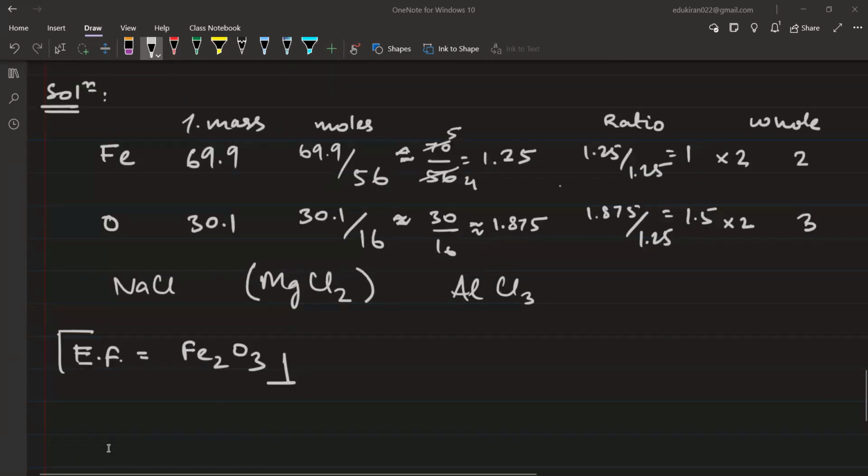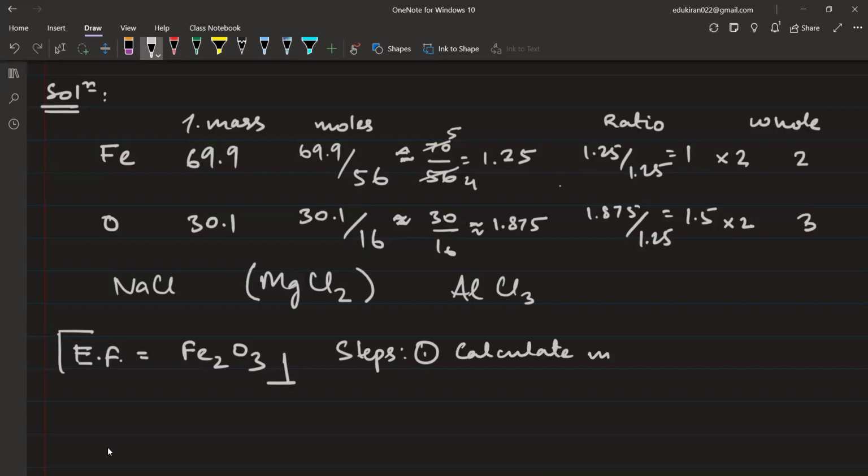Looking at the table itself, tell me what are the steps that we have taken? What is step number one? First of all, we calculated the number of moles from percentage mass.